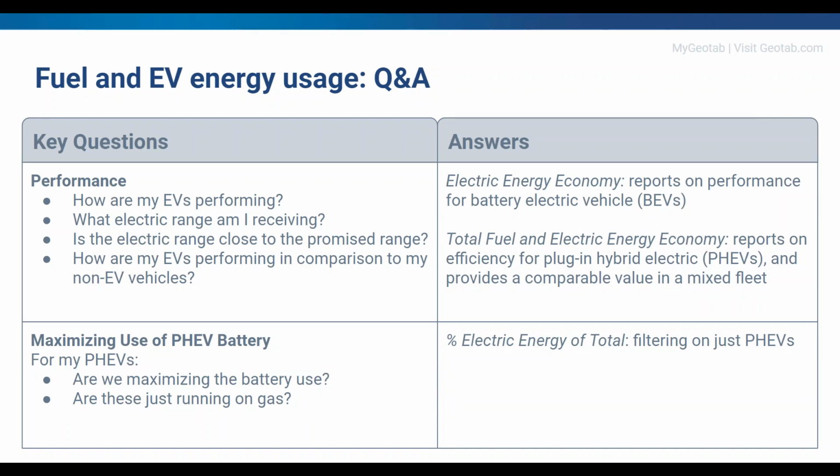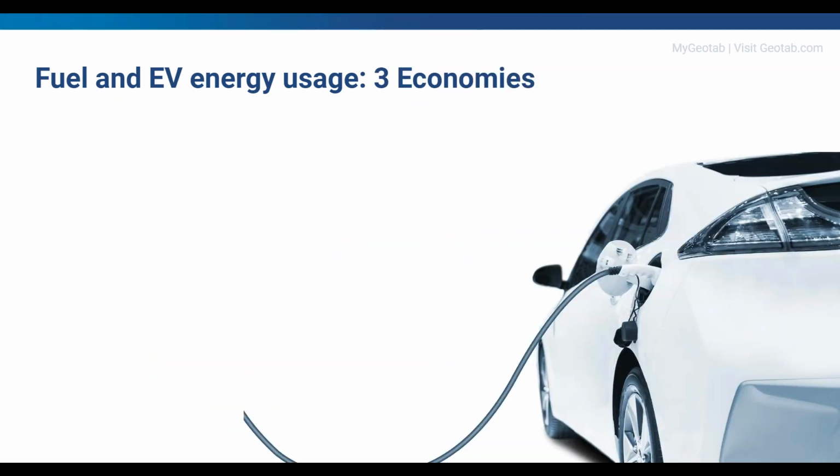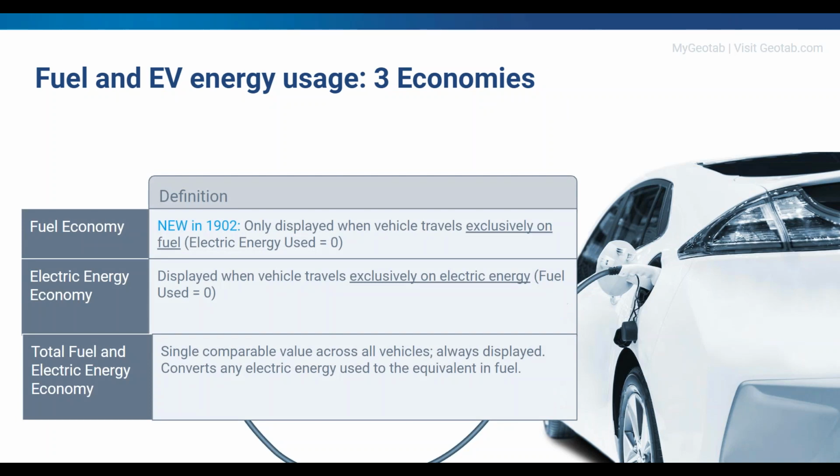There is a field included in the Excel report called percentage electric energy of total that gives that answer. So we just saw the list view, but there is more data. It's a report like any other, the fuel and EV energy usage report. You can get more data in those views. A new thing about this report is we now have 3 economy values, and I'm going to clarify those, and hopefully it's nice and crystal clear for everybody.